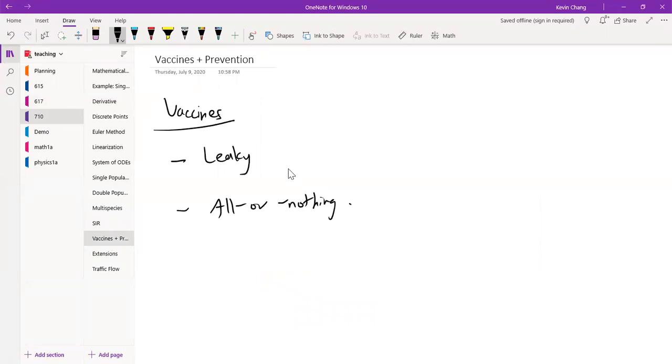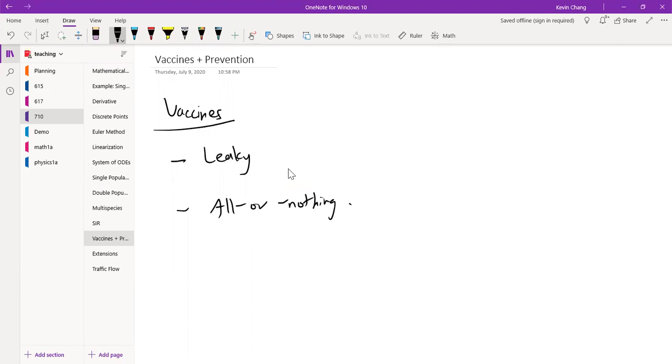A leaky vaccine essentially means that people who get the vaccine will develop an increased tolerance to the disease. And essentially, they have a lower chance of actually contracting the disease when they are met with it. It gives them a degree of immunity. It's called leaky because not everyone who gets a vaccine will be immune. Some people will still get it. It just decreases the chance at which you will get it.